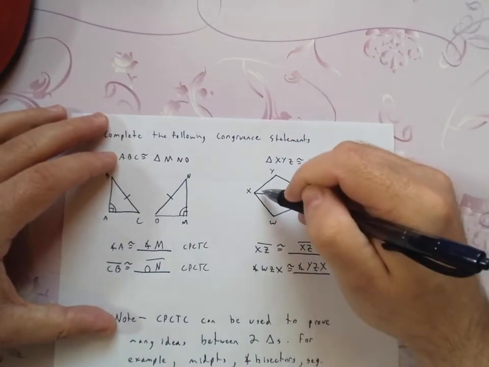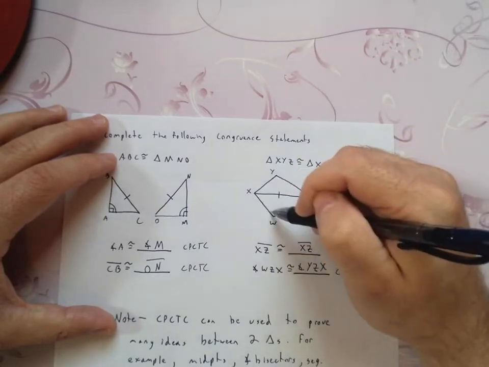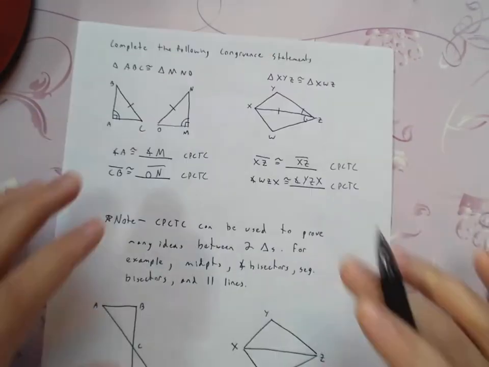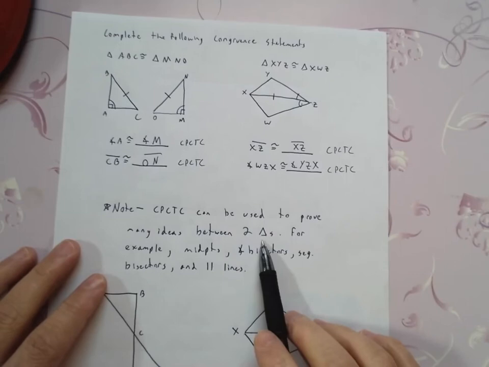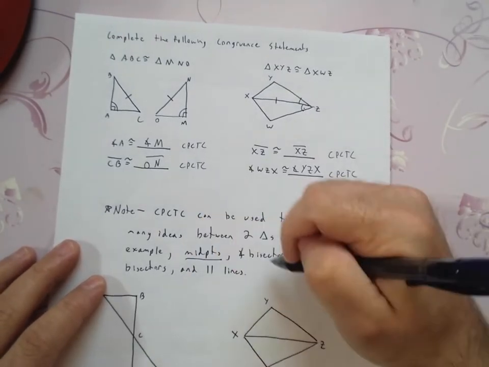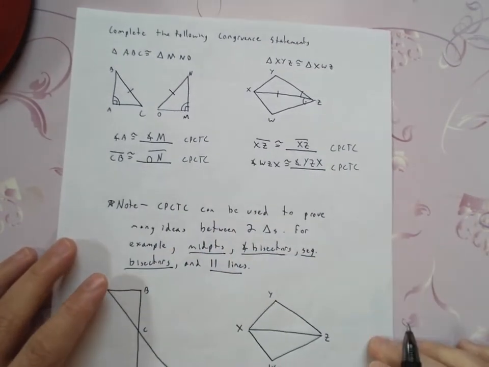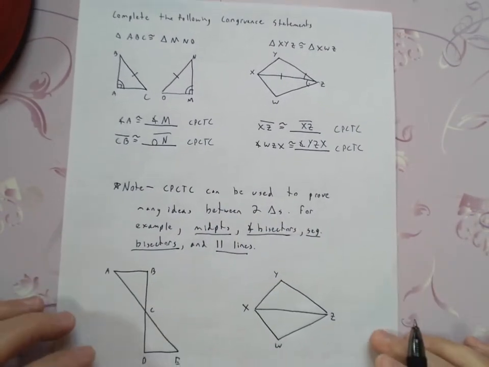I could use CPCTC to prove these guys are congruent, which means that this giant angle right here was cut in half. CPCTC allows us to extend information and to prove other ideas like midpoints, angle bisectors, segment bisectors, parallel lines, and a couple of other ideas.